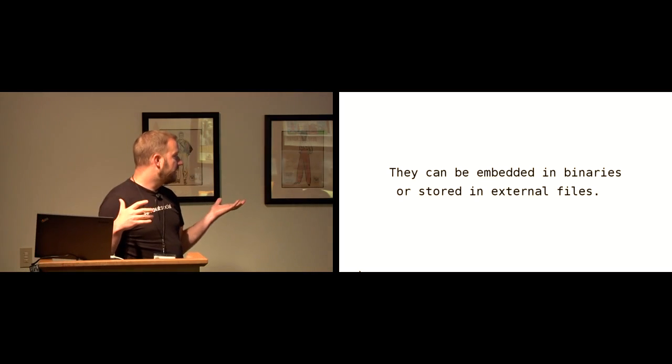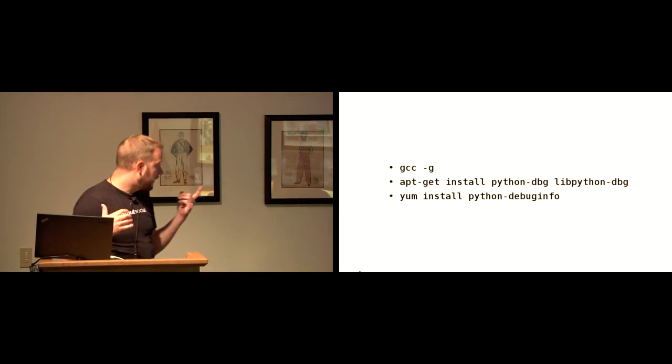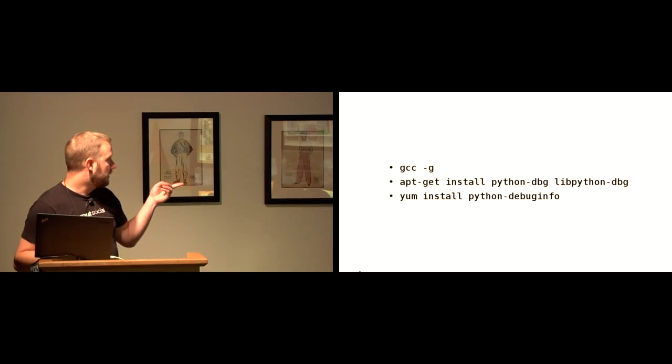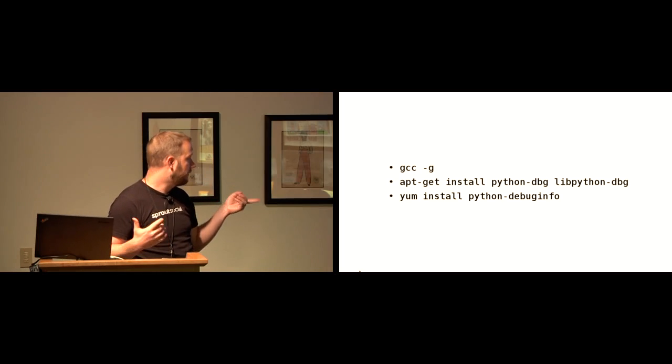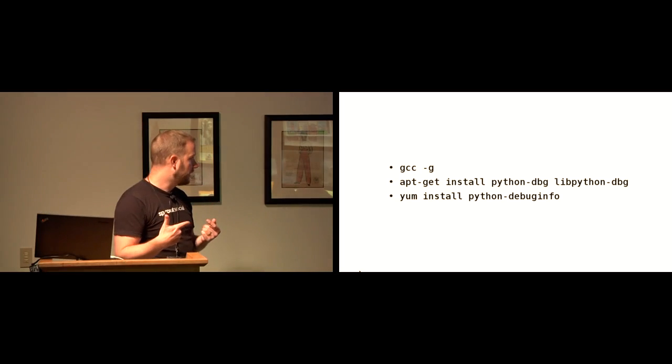Typically, they're embedded in binaries. They can also be stored in external files. You can get a hold of these things with the -G flag on GCC, if you're compiling a C program. Just toss that -G in there, and it'll embed them right in the executable.